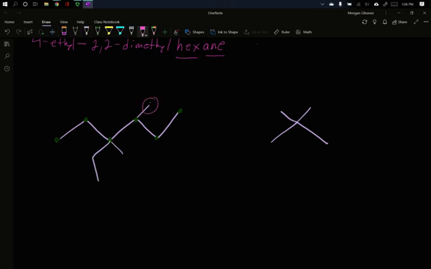It has a methyl and an ethyl that are not part of the main chain. So it's a hex, ane. It's going to have some dimethyl, and it's going to have an ethyl. But we need some numbers. What numbers are they going to get?